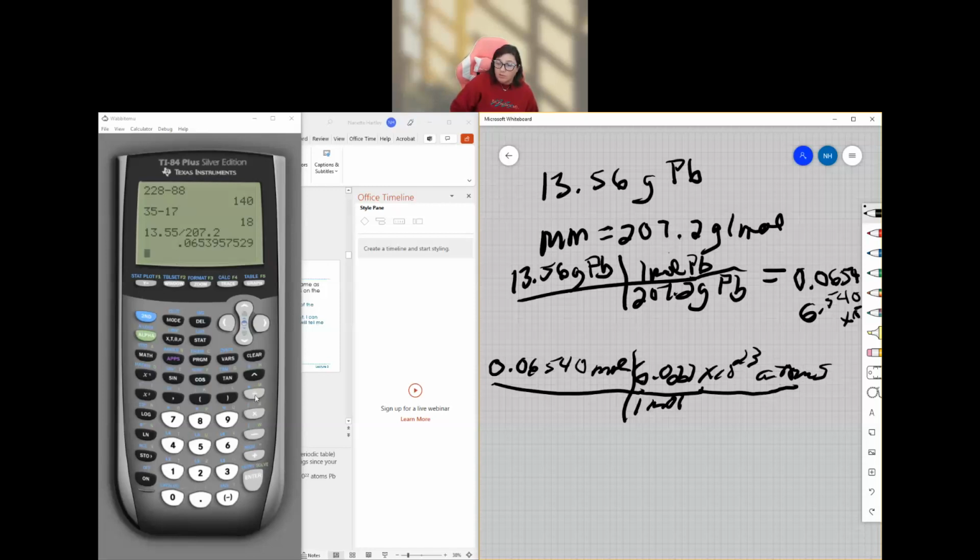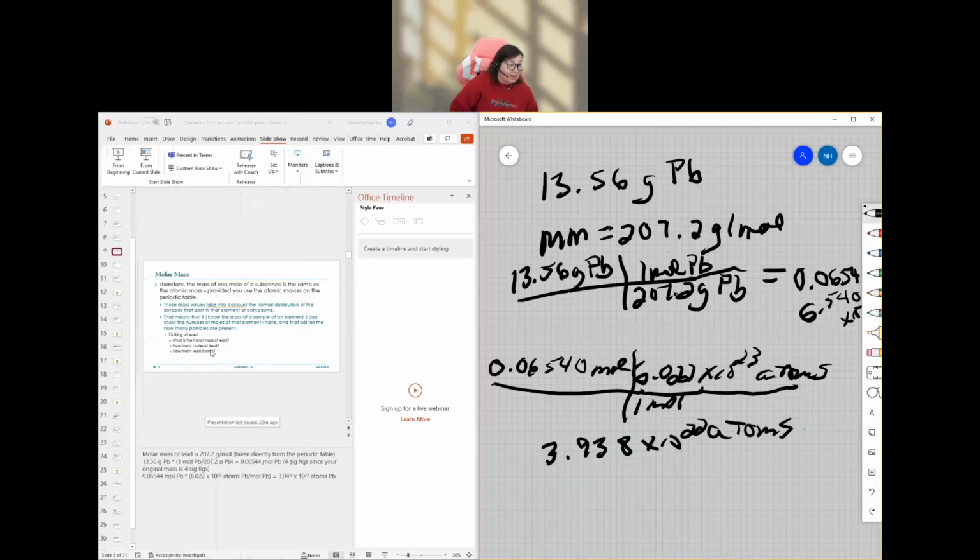So I can take this big, huge number and multiply that by 6.022 E23. And that gives me 3.938 times 10 to the 22. And again, that's 4 sig figs based on this, not based on this, although they do agree, so at this point we're fine. And that is atoms. Okay? Why do I care about that? Because that's the next thing they asked me. How many lead atoms is that?